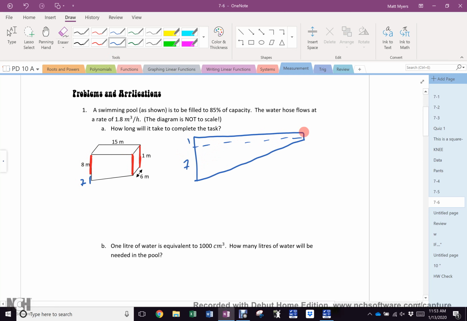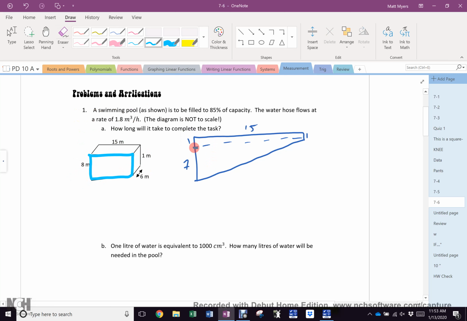One, 7, 1, 15. Yes? Which is a rectangle and a triangle. Why am I showing you rectangles and triangles when I'm talking about volume? Well, doesn't that shape repeat that way? So isn't that the base?